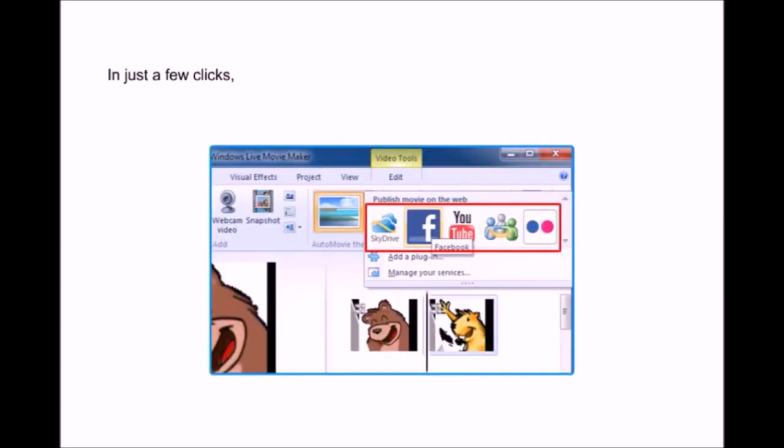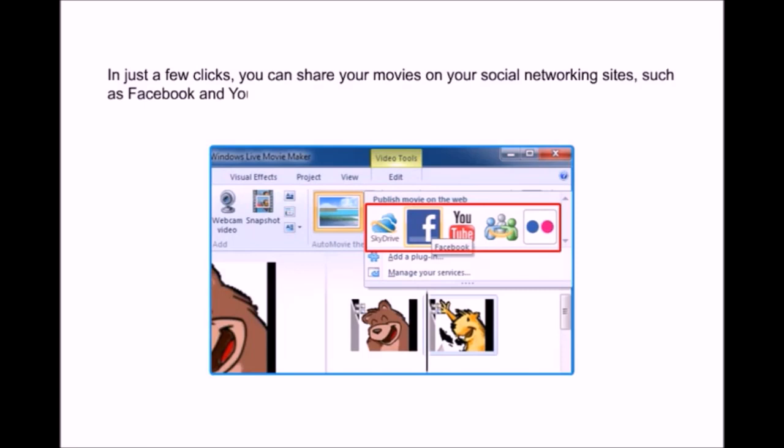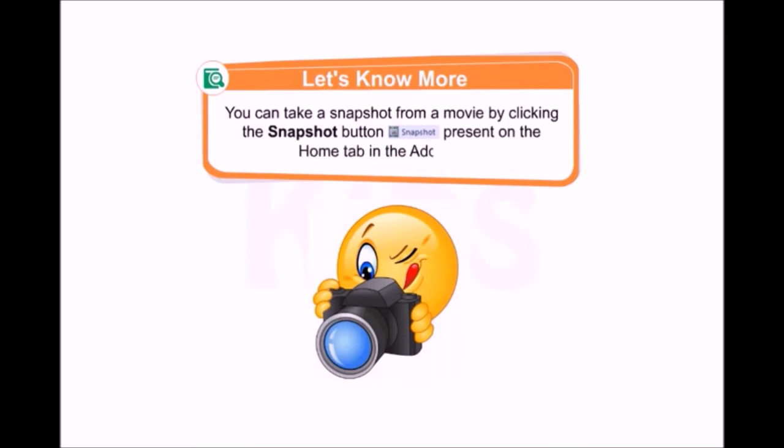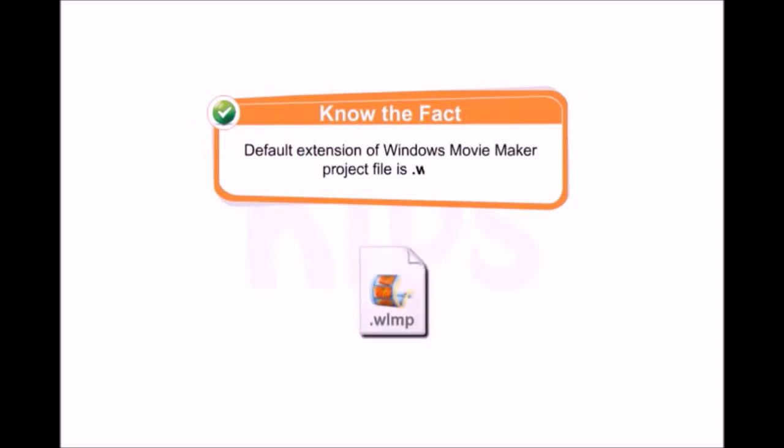In just a few clicks, you can share your movies on your social networking sites such as Facebook and YouTube or upload them to OneDrive. Students note that you can take a snapshot from a movie by clicking the Snapshot button. Snapshot is present on the Home tab in the Add group. Students note that the default extension of a Windows Movie Maker project file is .wlmp.